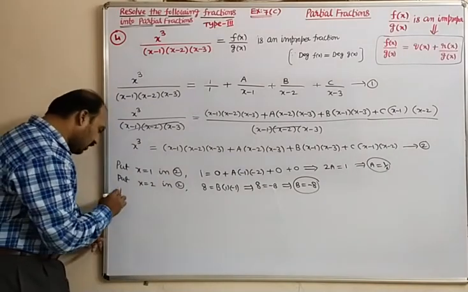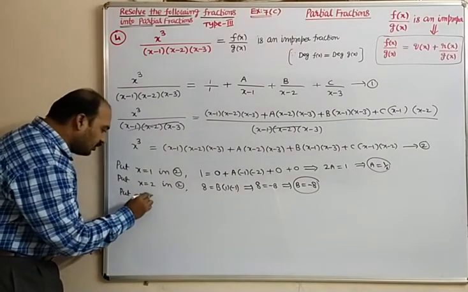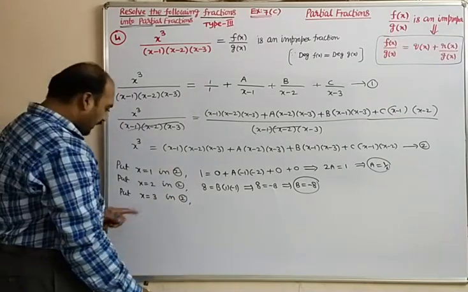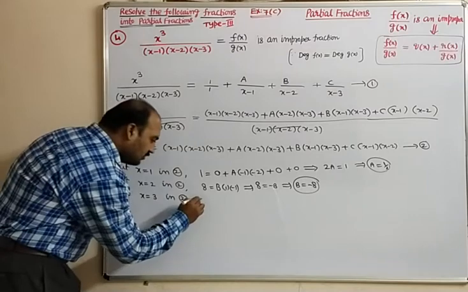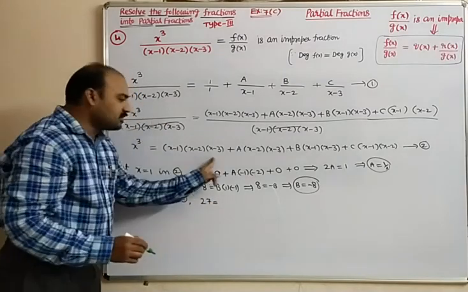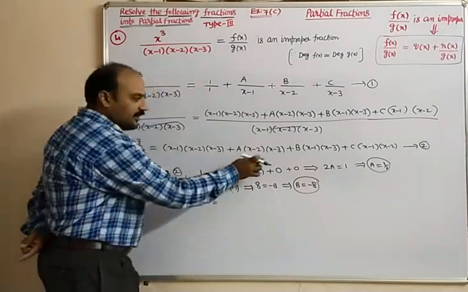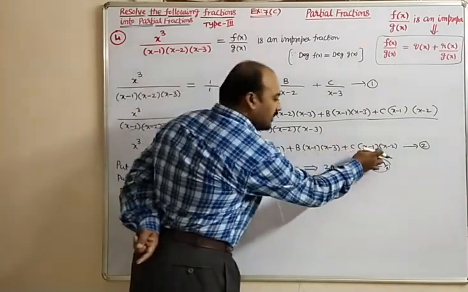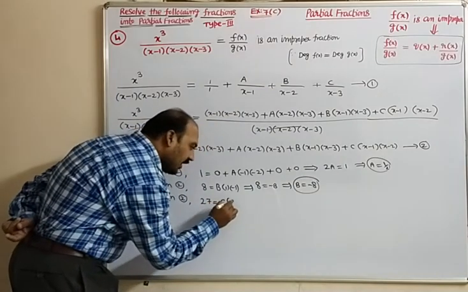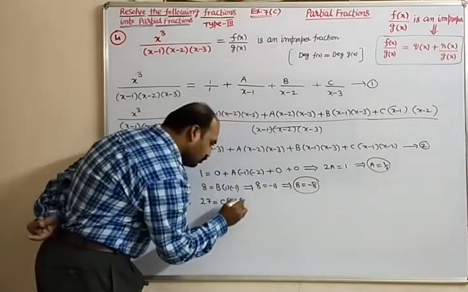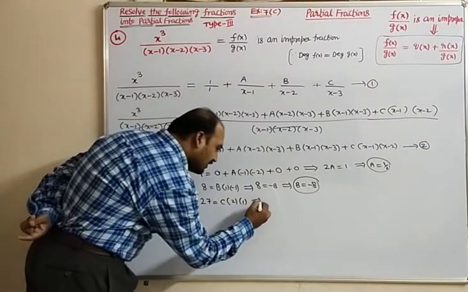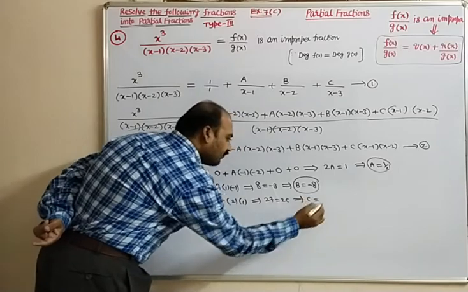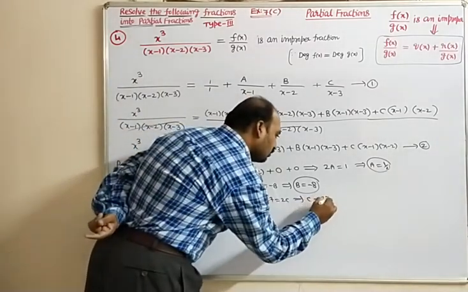Next, come to the third one. Put x is equal to 3. 3 cube, 27. Here if you substitute, this value goes to be 0. X is equal to 3, if you substitute here, 0. X is equal to 3, substitute here also 0. C into 3 minus 1 and 3 minus 2. So 2C is equal to 27. C is equal to 27 by 2.